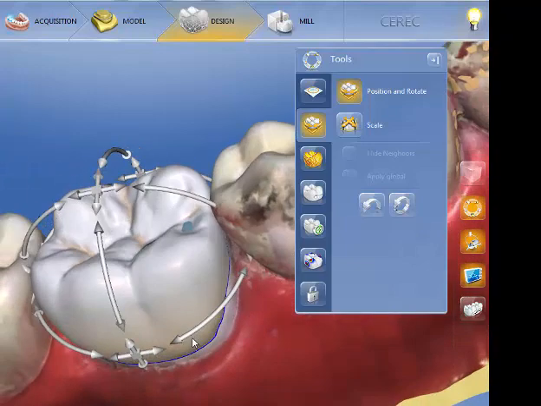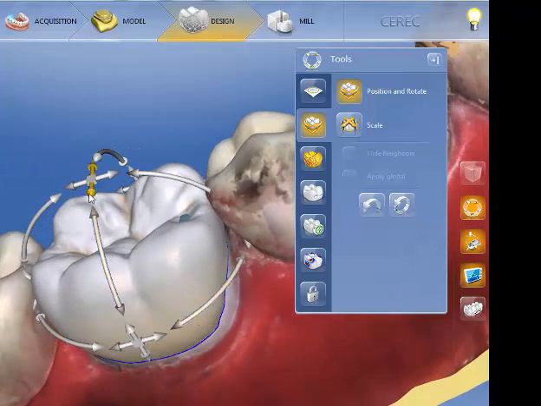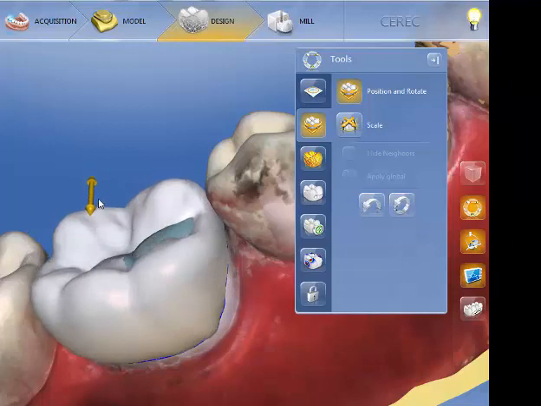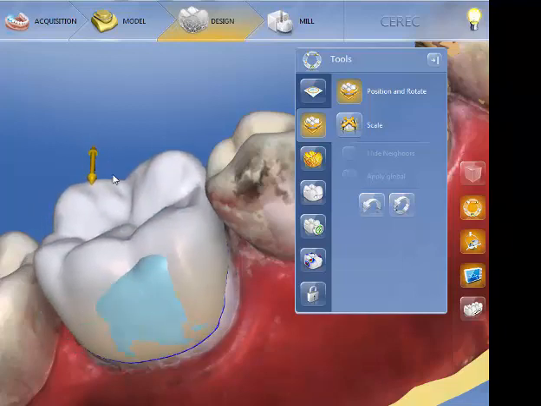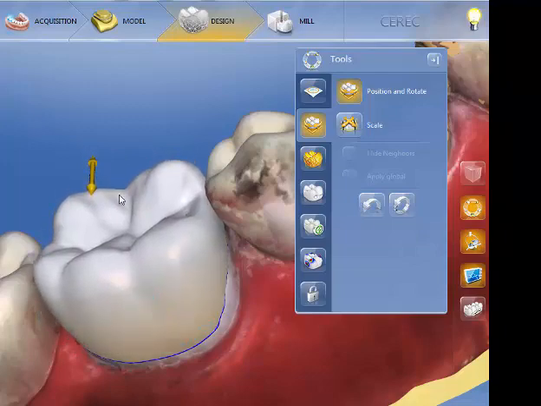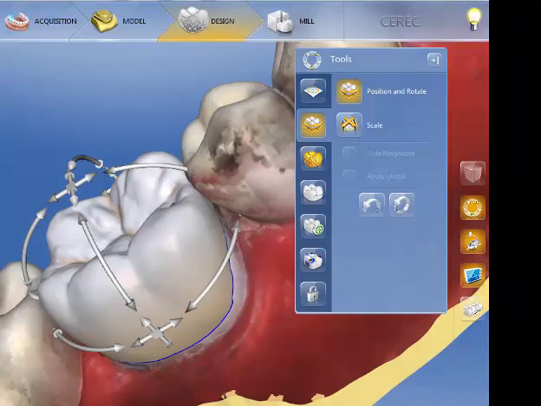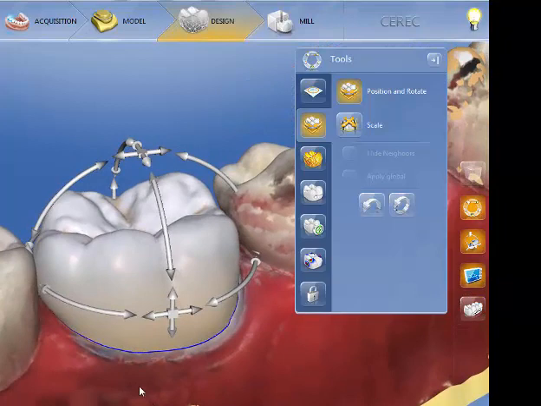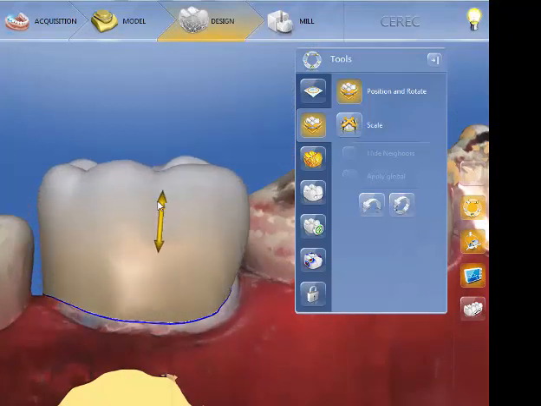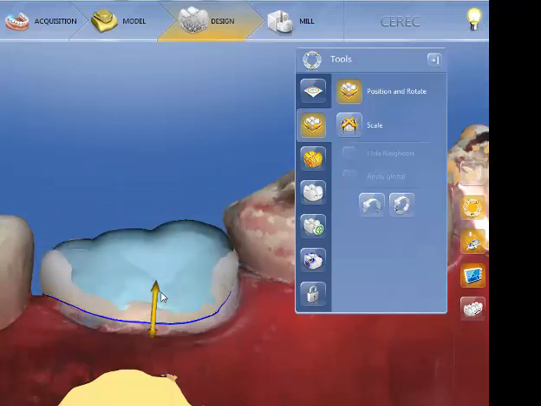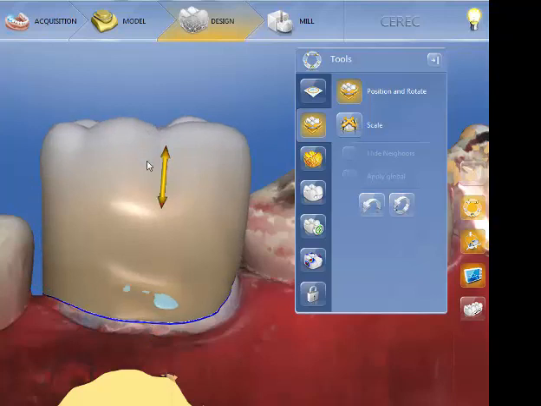What I want you to notice when I'm doing that is the margins stay locked. So the margins will stay locked, so it distorts the tooth. This would be only for very small movement. I can also, if I go and look at it from the buccal, I can raise or lower this. And that blue is the minimal thickness showing through. So I can raise or lower.